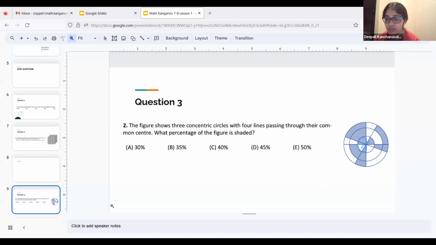Did anyone solve it differently? No, pretty much the same? Okay, good.